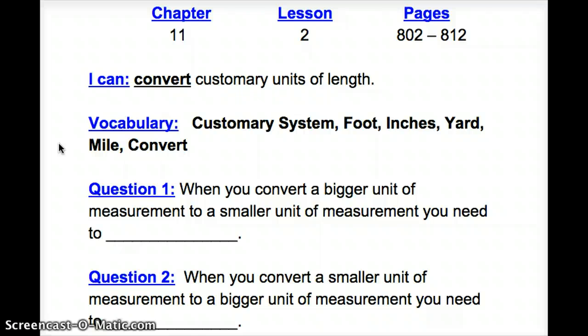Question 1. When you convert a bigger unit of measurement to a smaller unit of measurement, you need to blank. Question 2. When you convert a smaller unit of measurement to a bigger unit of measurement, you need to blank.